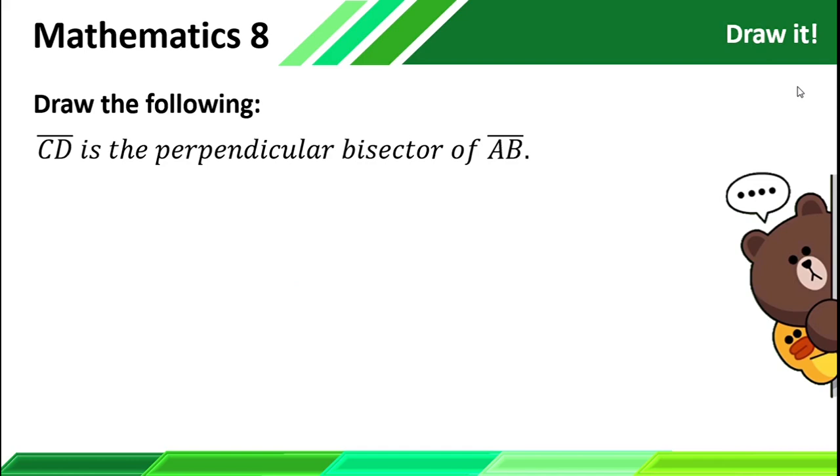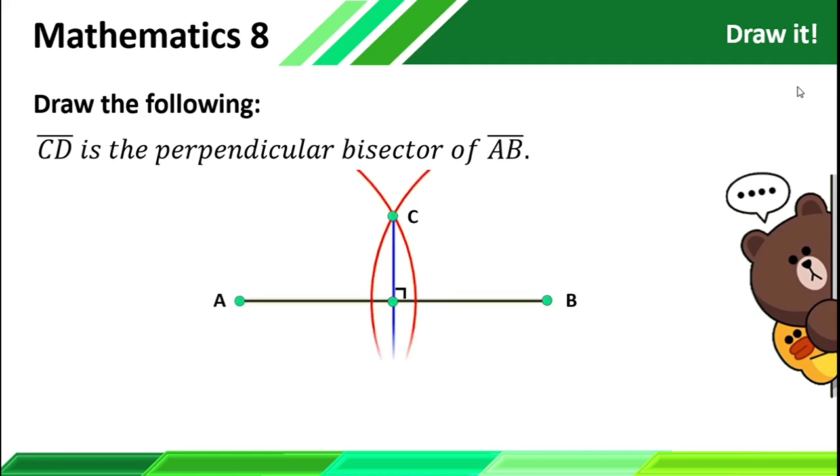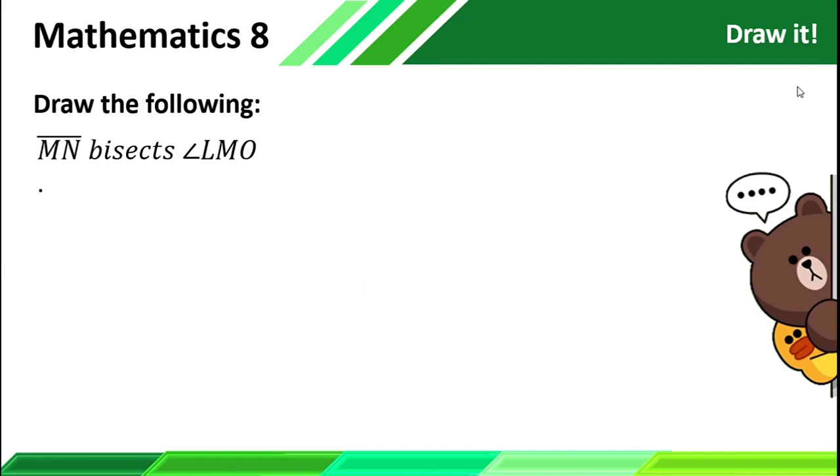Now it's your turn. I want you to draw the following. Line segment CB is the perpendicular bisector of AB. Pause the video and I will reveal the answer afterwards. So here are the answers for number 1. For number 2, draw line segment MN bisects angle LMO. Pause the video and then I will show you the answer.